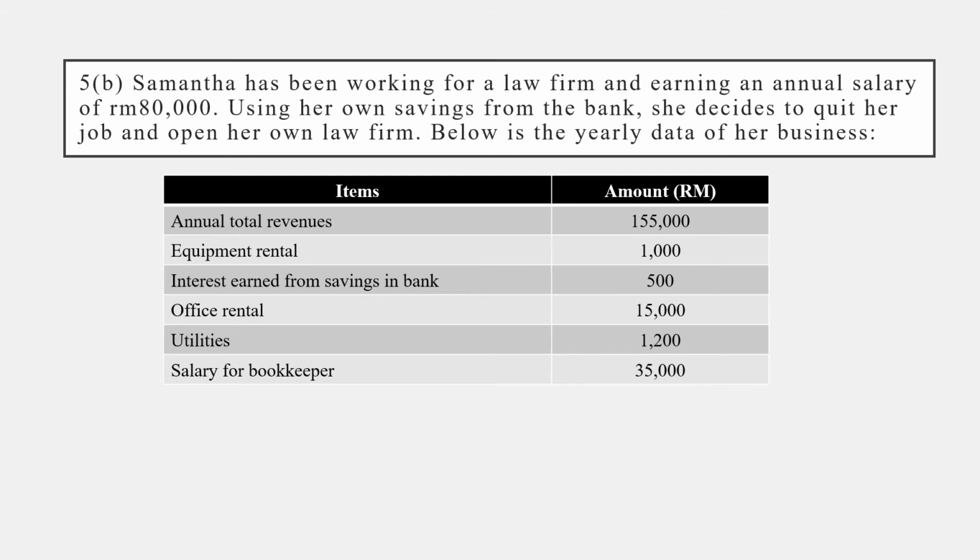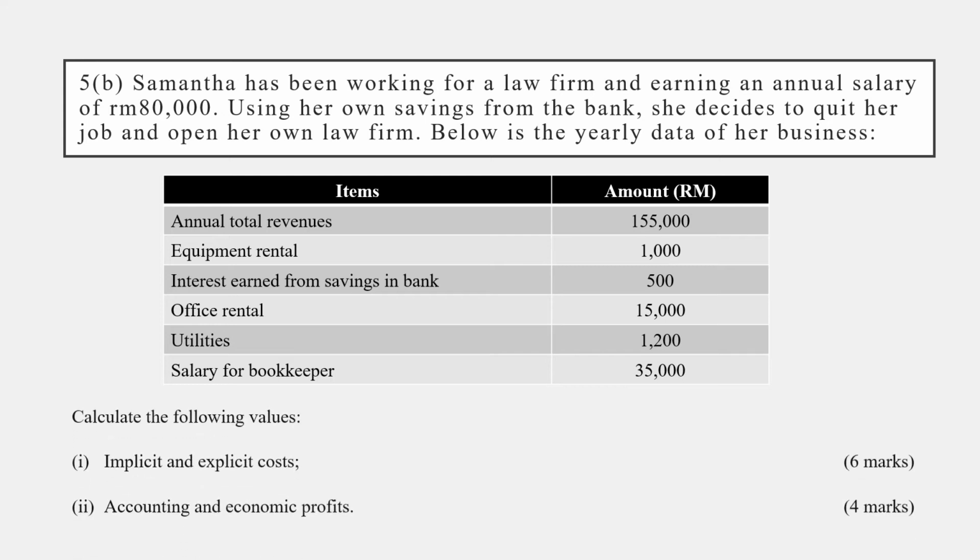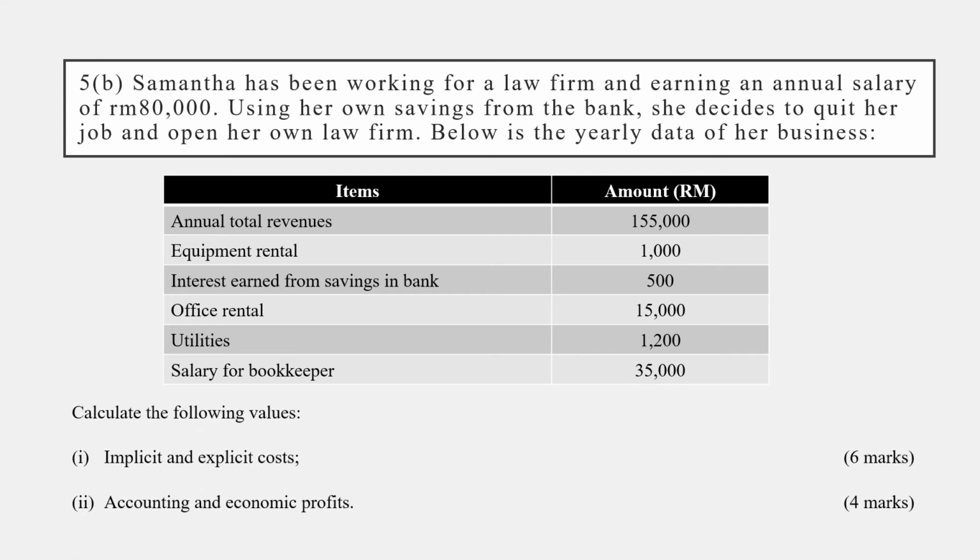5b. Samantha has been working for a law firm and earning an annual salary of 80,000 ringgit. Using her own savings from the bank, she decided to quit her job and open her own law firm. Below is the yearly data of her business. Calculate the following values: implicit and explicit costs, 6 marks; accounting and economic profits, 4 marks.